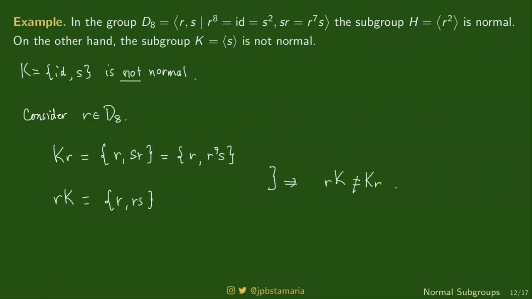This one counter example already is a proof that K is not normal. You don't have to do it one by one. Do you understand? Okay.